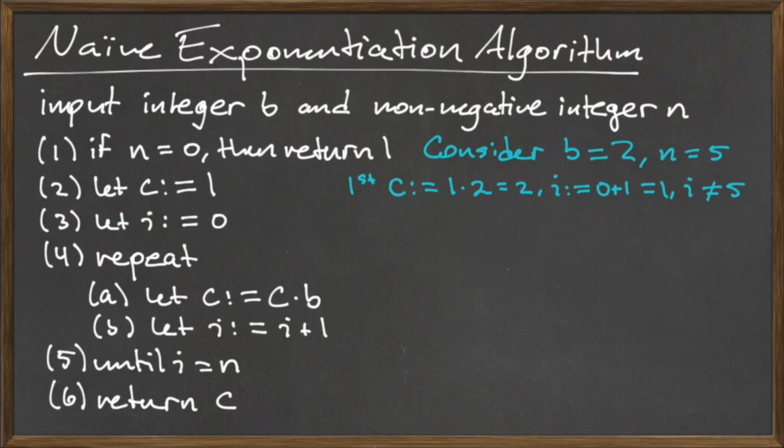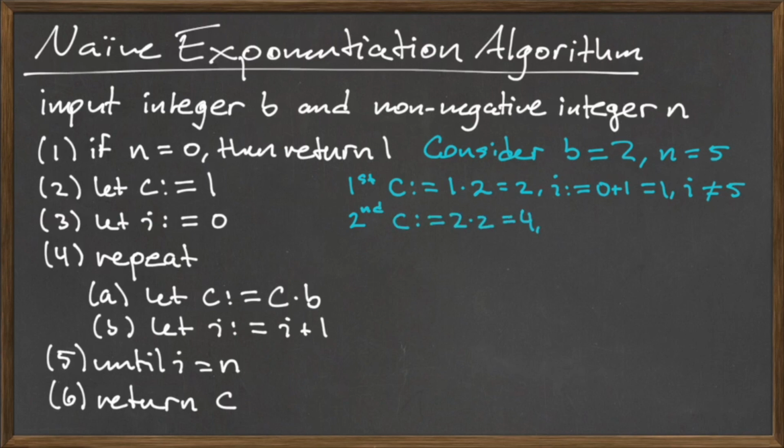Next, we reach the stopping condition: until i is equal to n. Before we proceed, we need to make sure that this condition is satisfied. Otherwise, we will have to repeat the loop. The current value of i is 1, and the current value of n is 5. 1 is not equal to 5, so we need to go back and repeat steps 4a and 4b again.